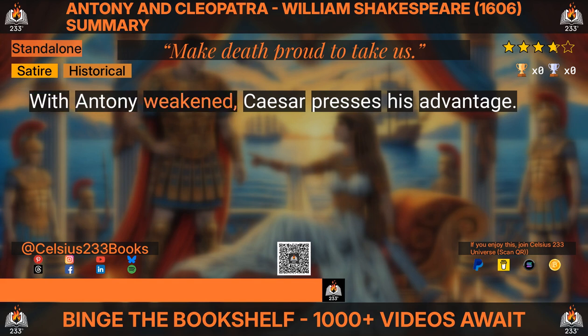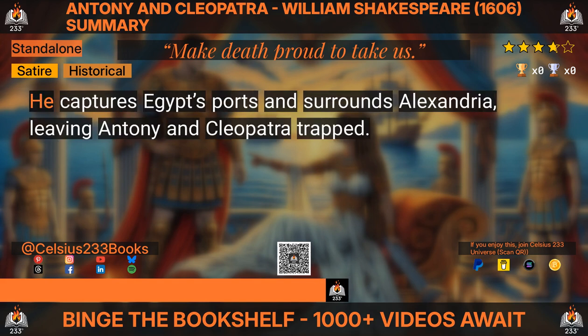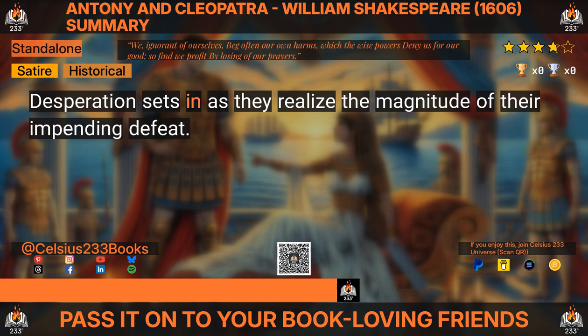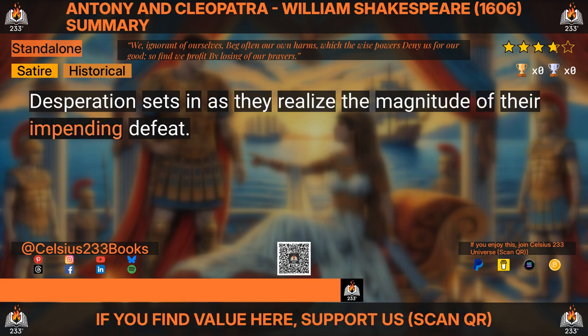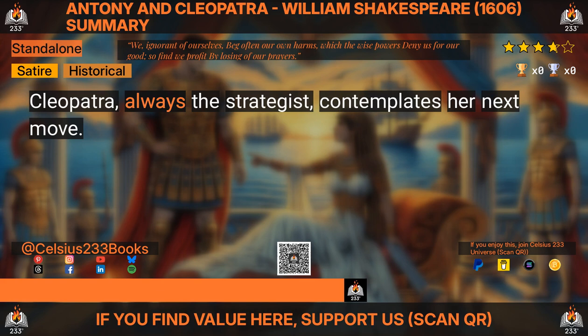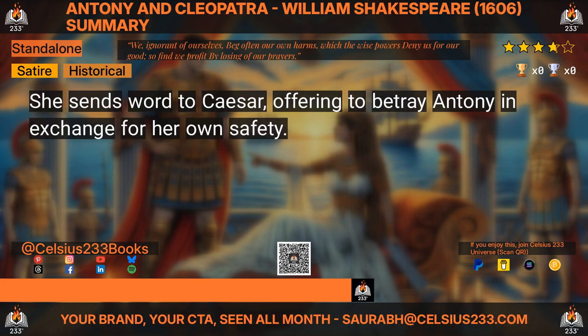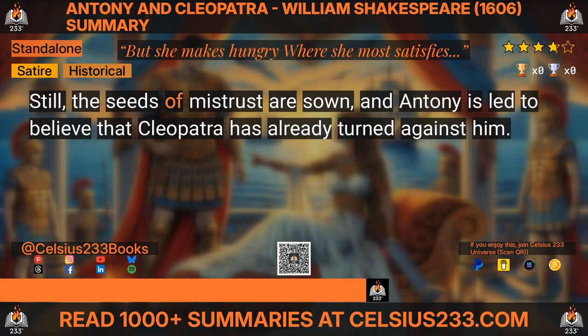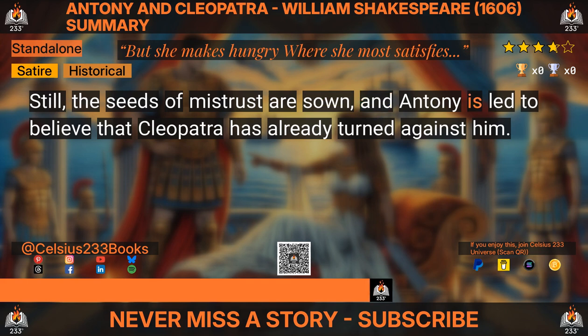With Antony weakened, Caesar presses his advantage. He captures Egypt's ports and surrounds Alexandria, leaving Antony and Cleopatra trapped. Desperation sets in as they realize the magnitude of their impending defeat. Cleopatra, always the strategist, contemplates her next move. She sends word to Caesar, offering to betray Antony in exchange for her own safety. Yet her heart betrays her, and she cannot fully follow through with her plan. Still, the seeds of mistrust are sown, and Antony is led to believe that Cleopatra has already turned against him.